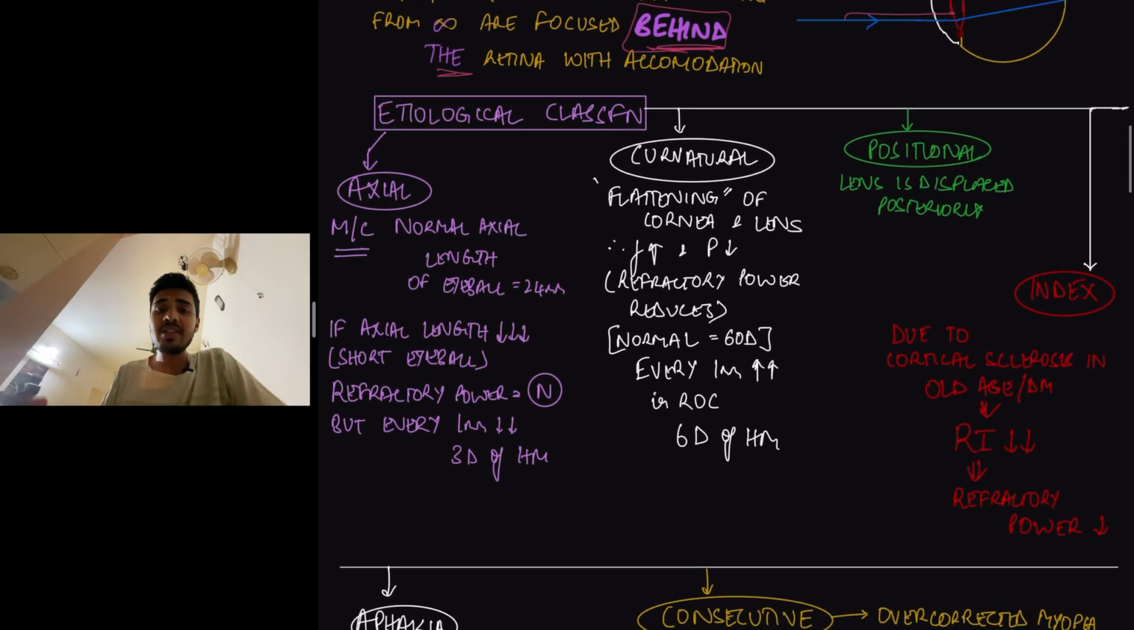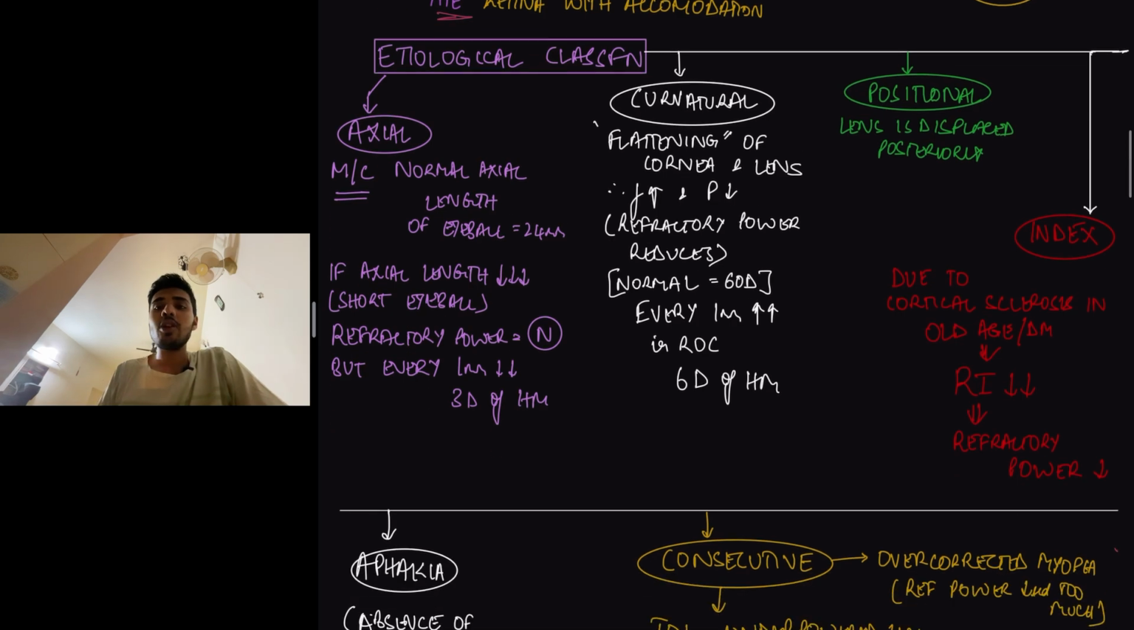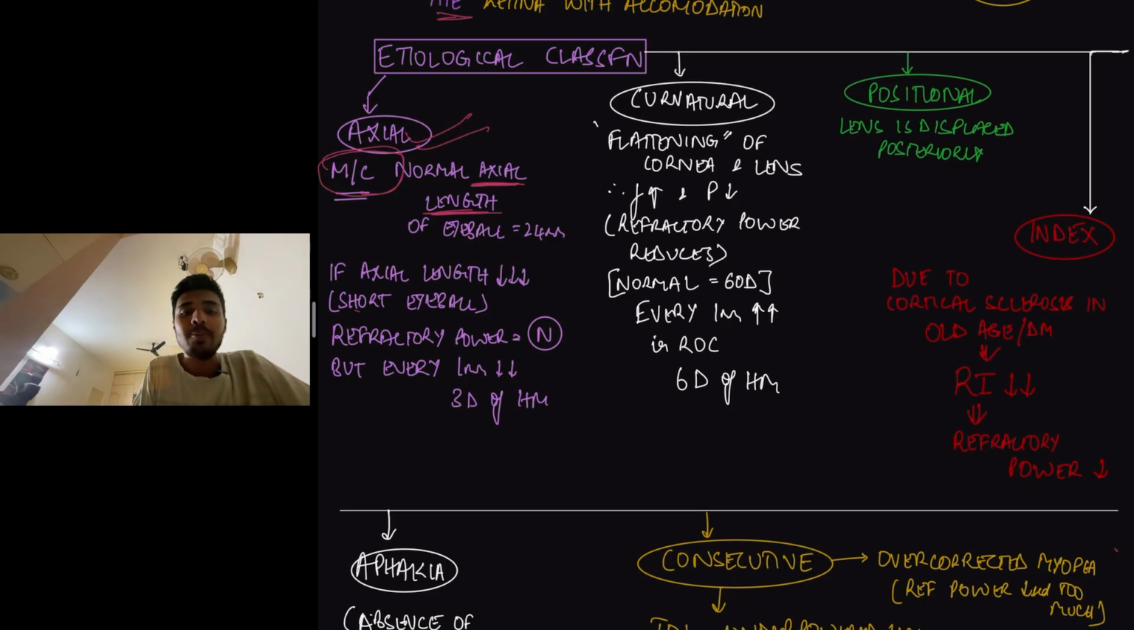Now let us classify this hypermetropia. First of all, we have etiological classification. The most common type of hypermetropia is axial hypermetropia. Now, what is axial hypermetropia? See, the normal axial length of the eyeball, that is the antero-posterior diameter, is about 24 mm. But what happens when the eyeball is short? So, when is the eyeball short? The axial length is less. So, what happens then?